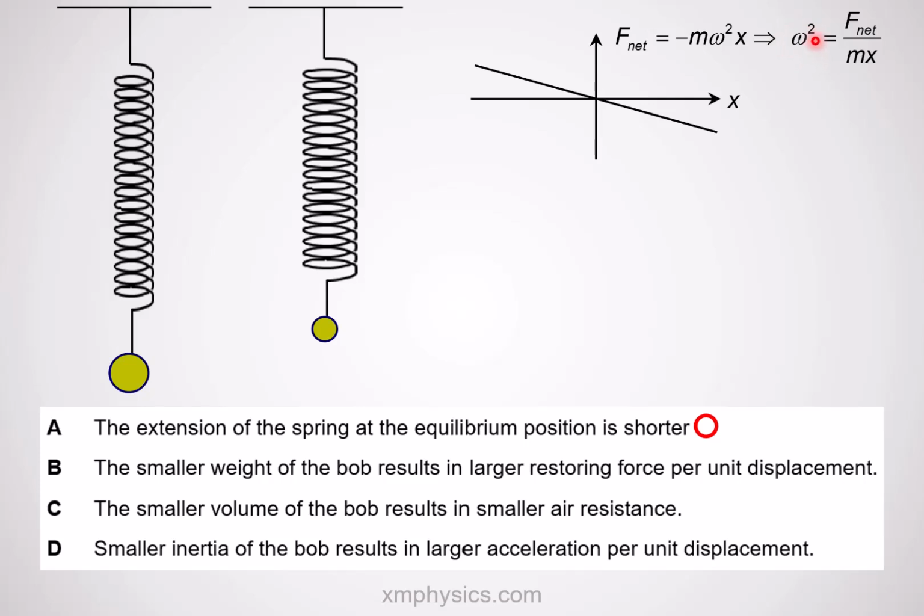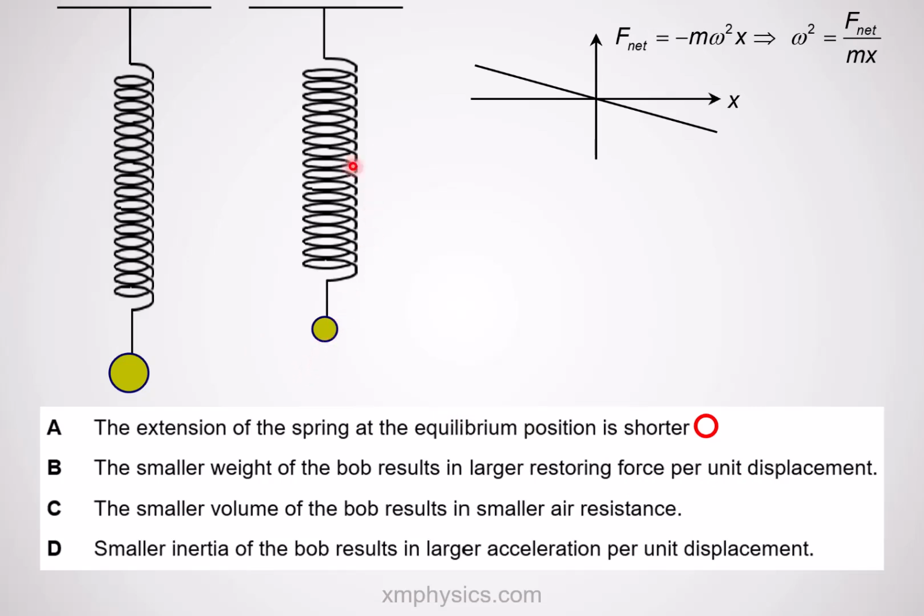So if you want to discuss how the omega or the frequency changes, you should be talking about restoring force per unit mass per unit displacement. Just talking about larger restoring force per unit displacement is kind of incomplete, yeah? There's also another problem with this statement. The smaller weight of the bob actually doesn't affect the restoring force per unit displacement.